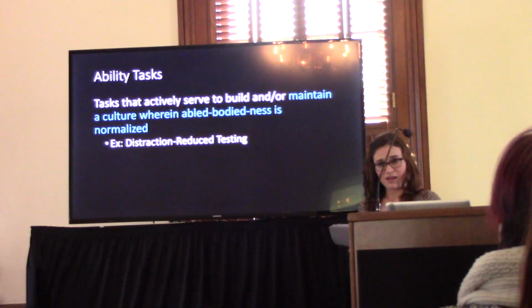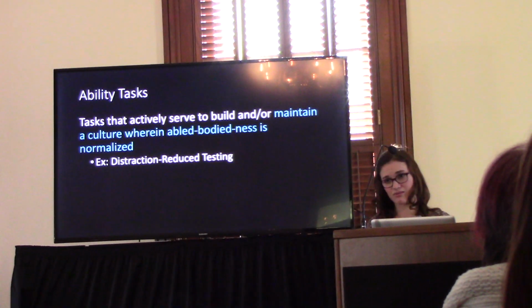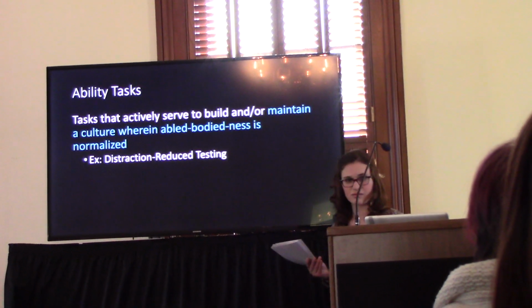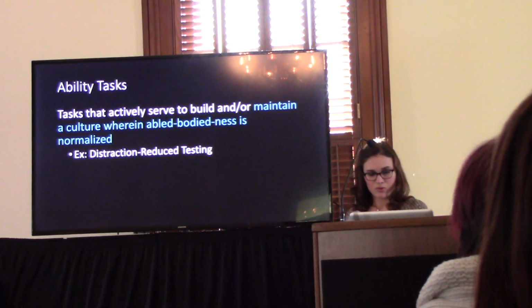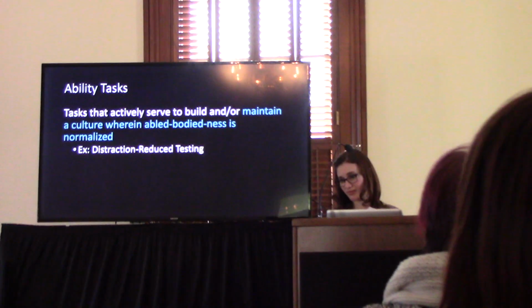An example of an ability task can include a student having distraction-reduced testing on their accommodation letter. Therefore, during an exam, that student will be removed from their classroom into a different room to be accommodated. However, the environment is not changed. It's still made for people who are able-bodied across the board. Throughout this presentation, I'll be mentioning some examples that are ability tasks and are not ability tasks.